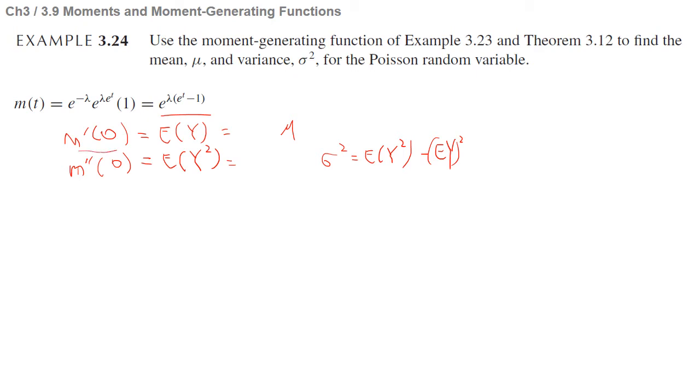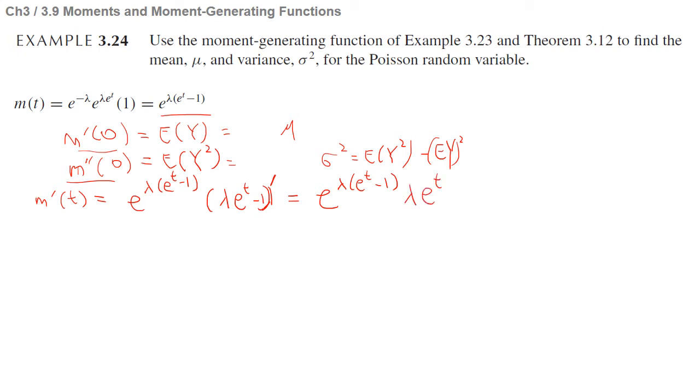So let's solve these two. What would be the first moment? The first derivative of the moment generating function: if we differentiate this, it is e to the lambda (e to the t minus 1) times the derivative of lambda (e to the t minus 1), which is lambda e to the t.